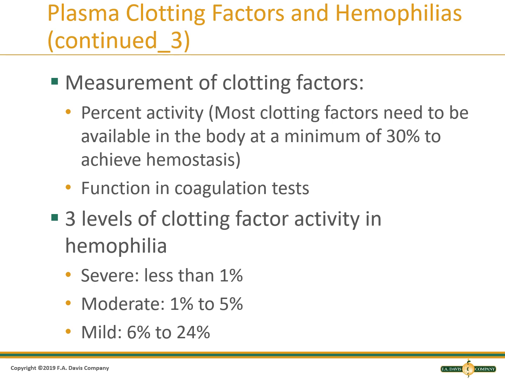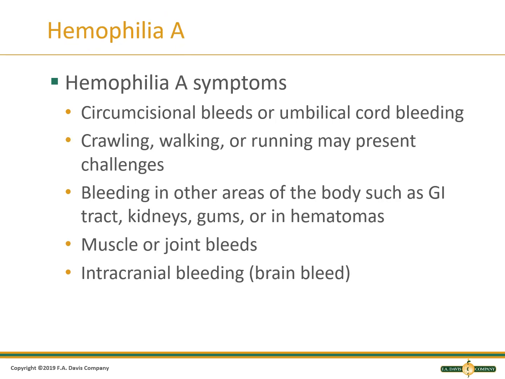Hemophilia A symptoms can include circumcisional bleeds, which means when a male infant about 7 to 8 days old has the foreskin removed. That can cause a bleed, an indication that there is a problem with hemophilia, or umbilical cord bleeding when the umbilical cord is cut or removed from the newborn. There can also be issues with crawling, walking, or running. May present certain challenges for the patient.